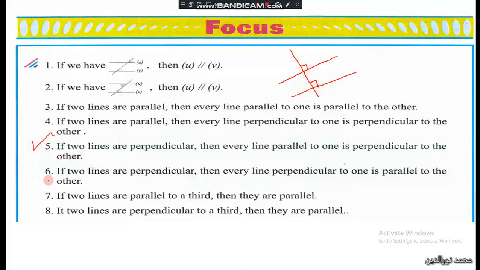And then point 5, if two lines are perpendicular, so we will draw two perpendicular lines. If two lines are perpendicular, then every line parallel to one of them is perpendicular to the other.